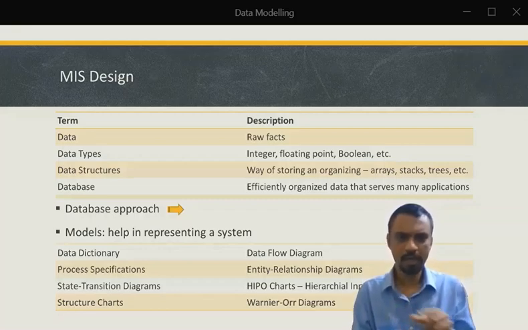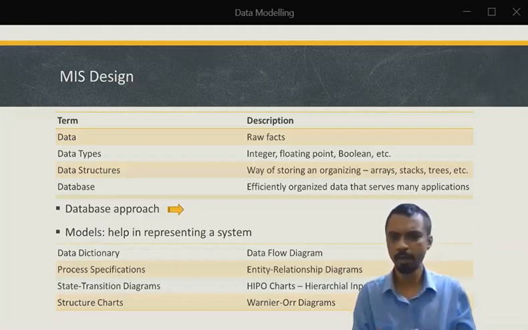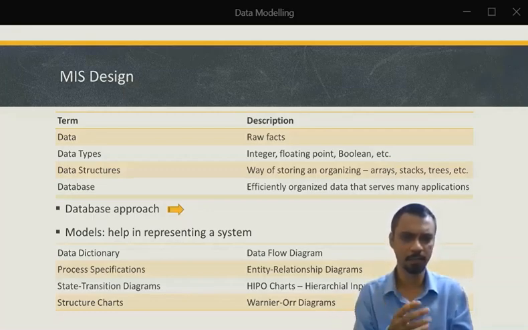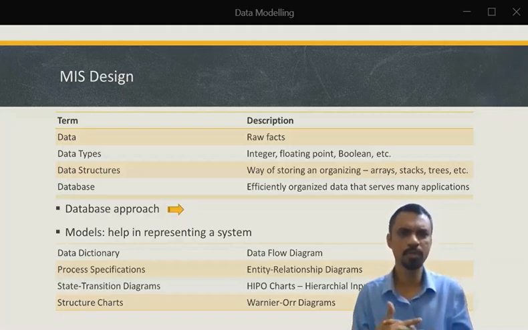So that ERD, entity relationship diagrams, is the crux of the whole IT system. I would call it the heart of the thing, and I have a dedicated video on that coming up. There are many other tools such as structure charts and HIPO charts, hierarchical input process output charts, then Warnier-Orr diagrams, data flow diagrams. So there are different tools which one implements depending on the situation or requirement.